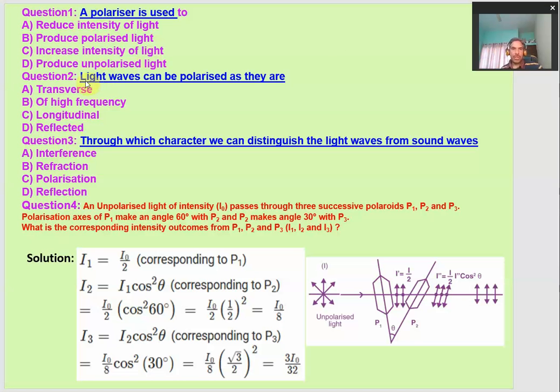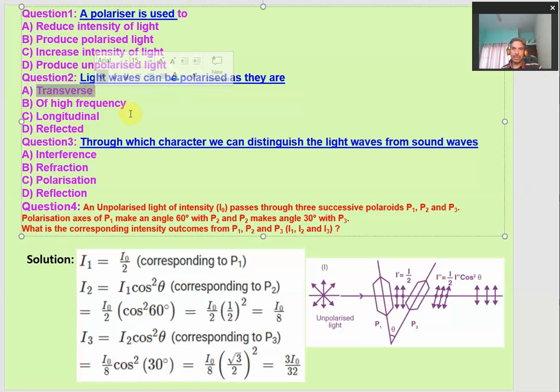The second question is: light waves can be polarized because they are transverse waves, they are of high frequency, they are longitudinal, or they are reflected. All light waves can be polarized because they are transverse in nature, right? This is the reason for light waves to be polarized.